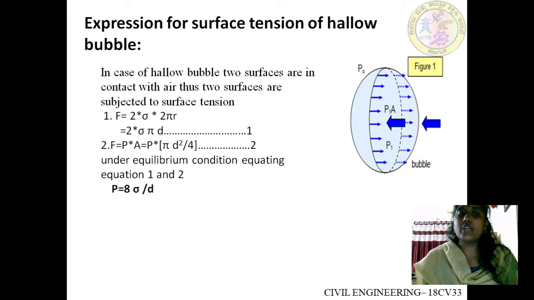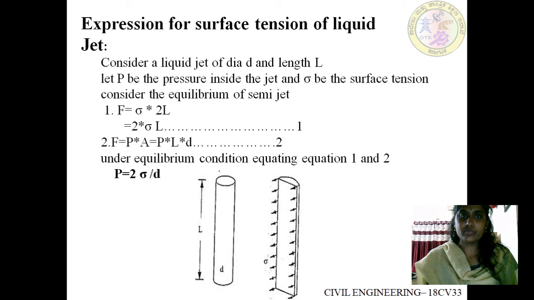So P into A is replaced by pi d square by 4. Under equilibrium condition, to remain the hollow bubble at the equilibrium position, we have to equate equation 1 and 2. So we'll get the expression for surface tension of hollow bubble as P is equal to 8 sigma by D. The next case is expression for surface tension of liquid jet.